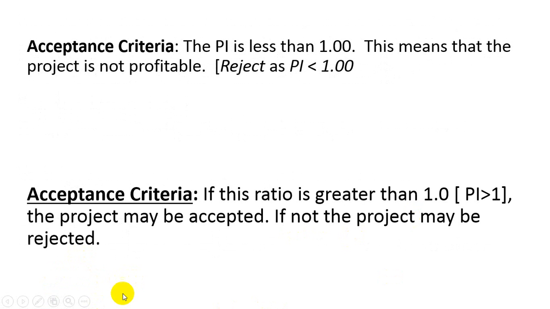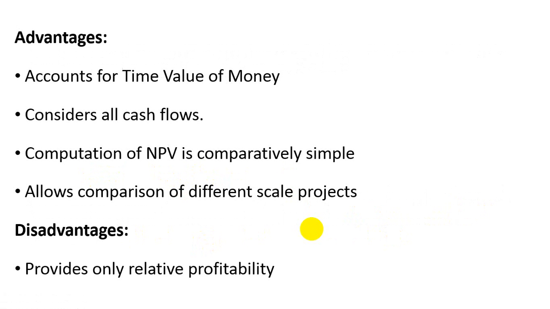The general criteria for accepting a project under the PI is that if the ratio is greater than 1, the project is going to be accepted. If the PI is less than 1, the project is going to be rejected. In the same way, there are advantages and disadvantages of this numerical model, the profitability index. Let's find out what the advantages and disadvantages are.